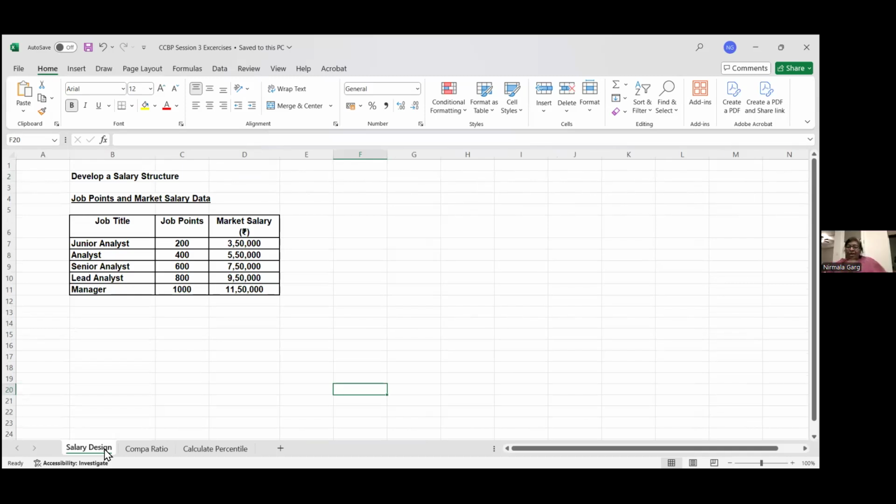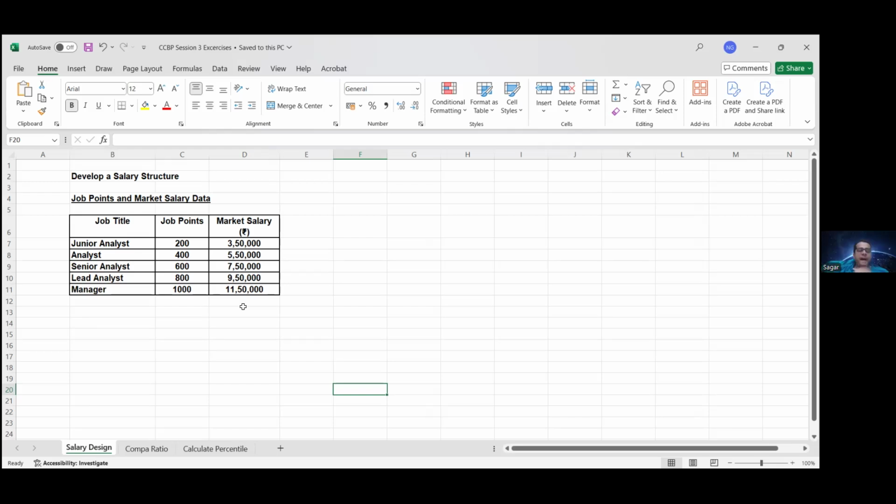Now, when you come back, you can take a small break for 10 minutes, but I want to brief you first. Then, when you come back, I'll put you in groups. What is it that you need to do for this? You have to design a salary structure. When I say design a salary structure, what does it mean? Here are 1, 2, 3, 4, 5 roles. Got it? You've done the internal equity job points. Here is the market data.